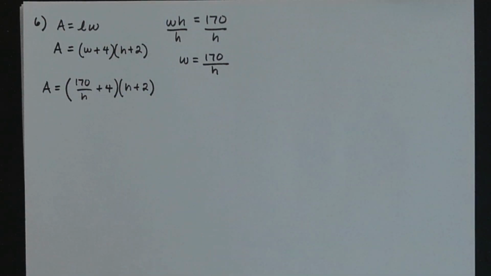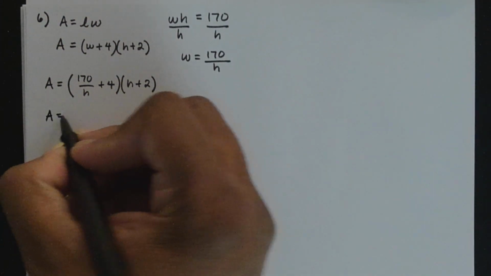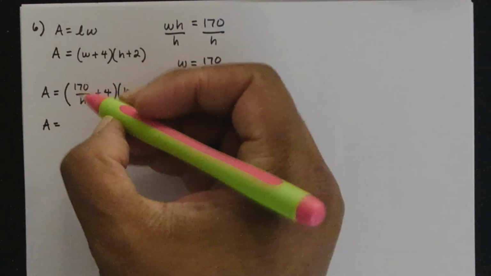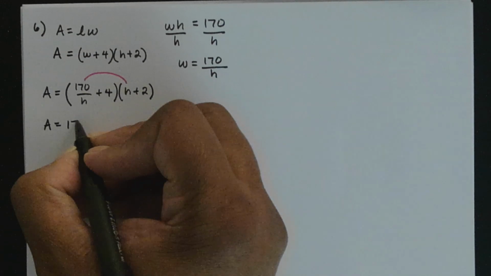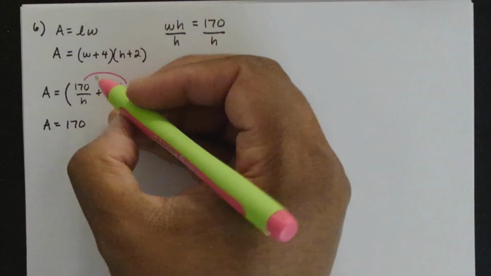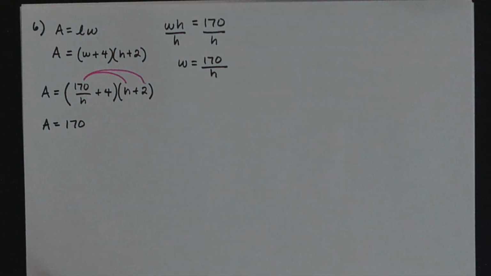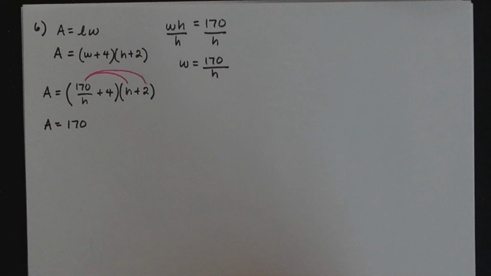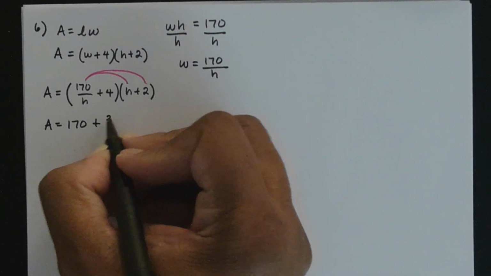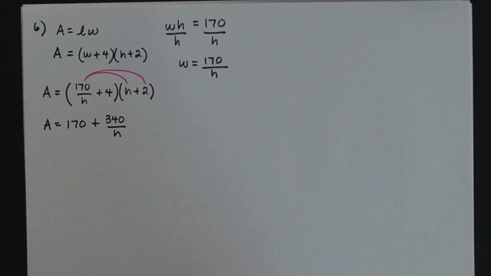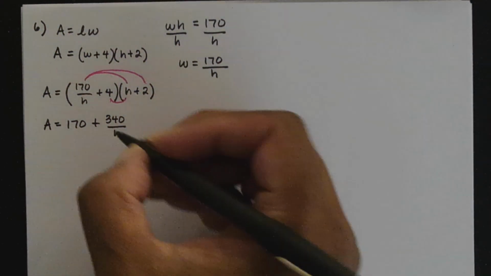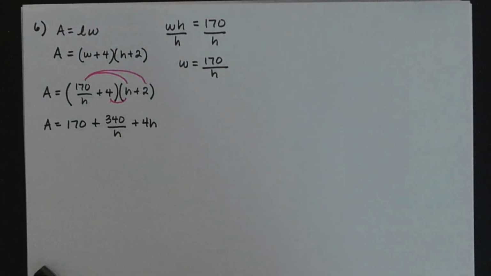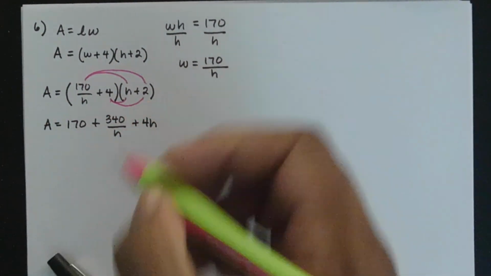All right, so now let's use the FOIL method because we need to multiply this out. All right, think about this. When you have 170 over H times H, that H is like H over 1, your H's will divide out. You'll be left with 170. Then the outer would be 170 over H times 2. Well, that 2 is going to be 2 over 1, so 170 over H times 2 over 1 would be plus 340 over H. Then the inner will be 4 times H will be 4H. And then the last times the last, 4 times 2 would be 8.